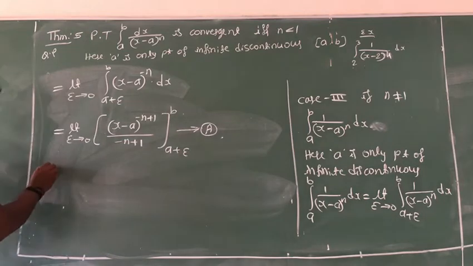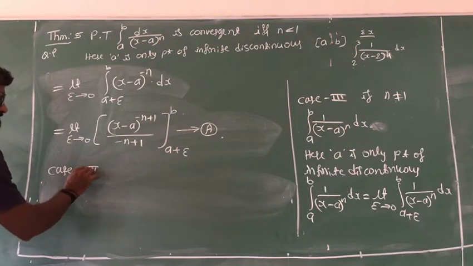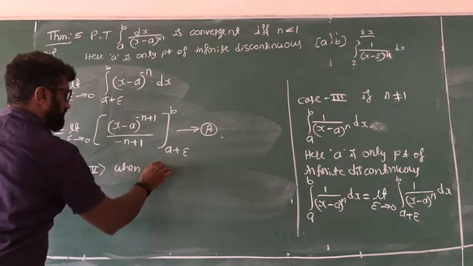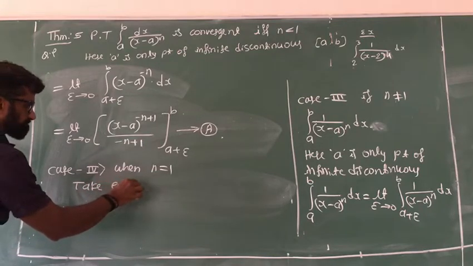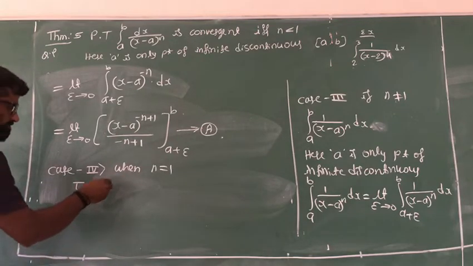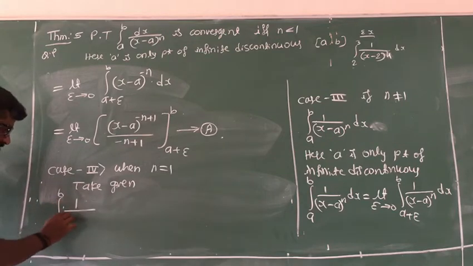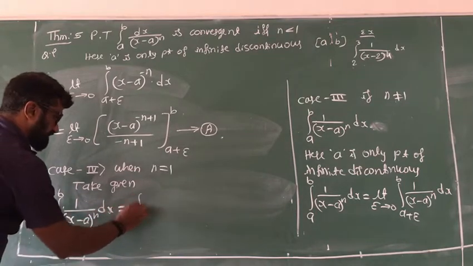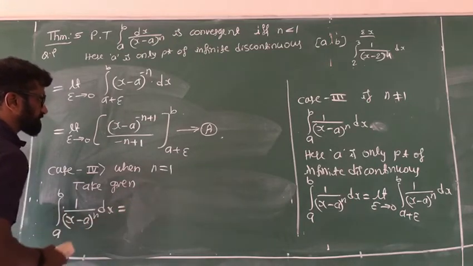So case 4, what are our cases? Case 4: not equal to 1 is done, now what to do when n equals 1? Take the given equation, integration of a to b, 1 divided by (x minus a) raised to n, dx. That equals integration of a to b, limit as epsilon tends to 0.